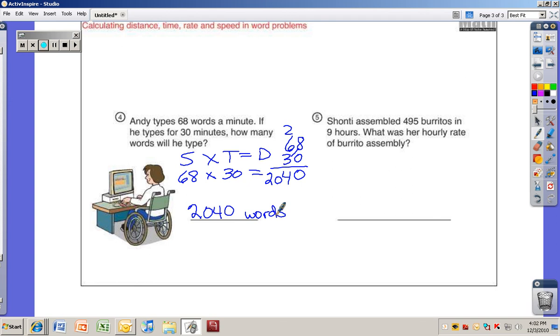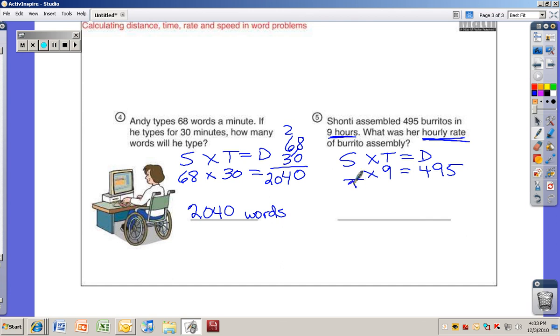Okay, and then the last one, Shanti assembled 495 burritos in 9 hours. What was her hourly rate of burrito assembly? So again, speed times time equals distance, and that doesn't totally work for these problems, but if you put that down, it kind of helps you a little bit. And we know the time, that's for sure, 9 hours. Is 495 burritos the speed, or would that be like the distance or the total that is happening here? And that's the total, 495. So we want to know her hourly rate, which is like a speed, times 9 equals 495.